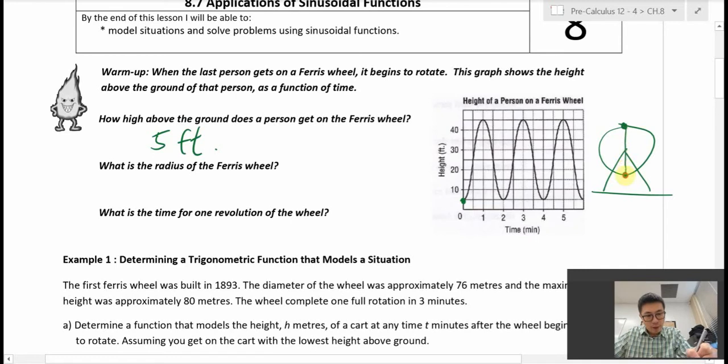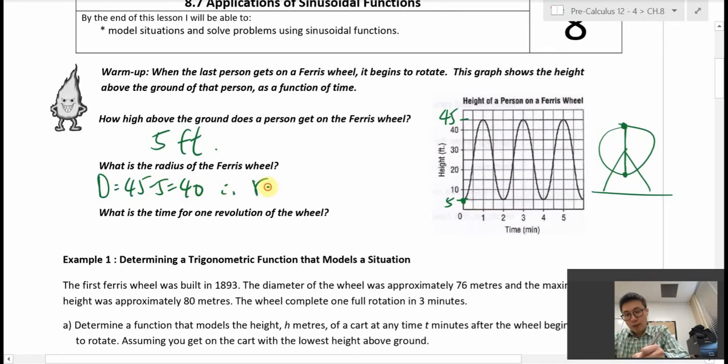We can find the diameter simply by subtracting the minimum from the maximum. You can see the maximum here is 45, and the minimum here is 5. So the diameter is going to be from 5 to 45. We know the diameter is 45 minus 5, which is 40. Therefore, the radius is half of that, which is 20 feet. Okay, so that's the radius of this Ferris wheel.